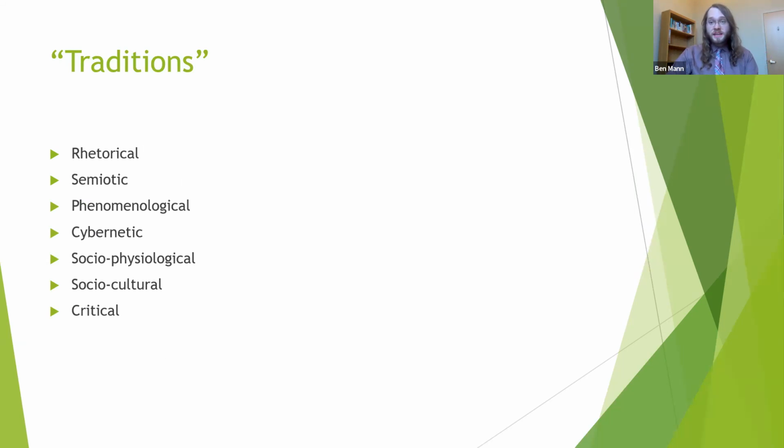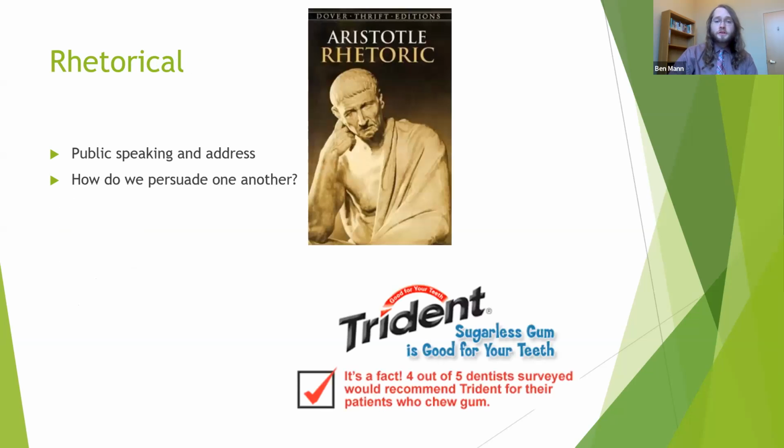So shifting gears to the second chapter and some of the key points to know here, there's a discussion of different traditions in communication, and I'm going to give a short overview of each. First, we have the rhetorical tradition, which goes back to Aristotle. If you've taken a course in writing and rhetoric, you might know this one well, and it suggests some of the ways that we can persuade and influence one another, going back to Aristotle's rhetoric.